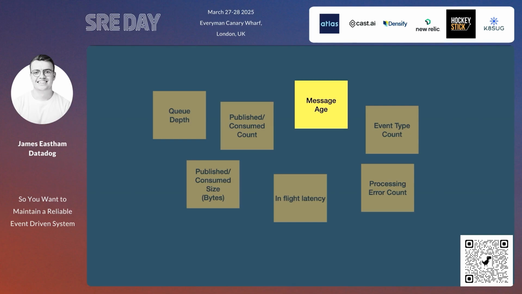You've got the message age. This is the age of the last message that you processed. This can, again, combined with the queue depth, help you understand if you're dealing with the throughput that the upstream systems are sending your way.